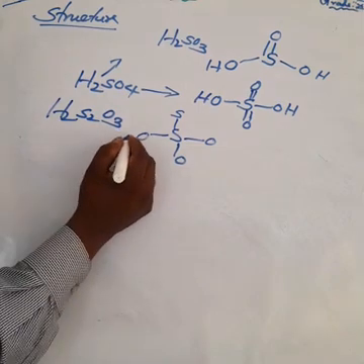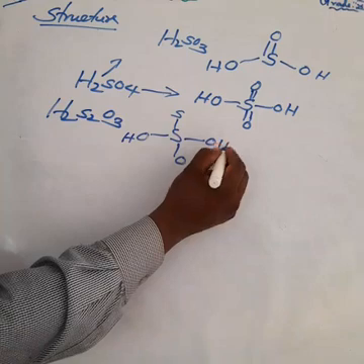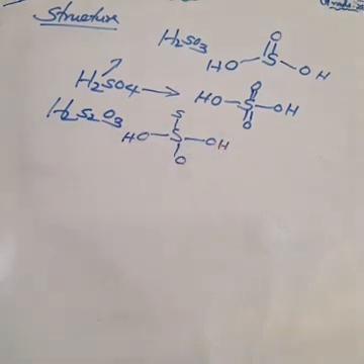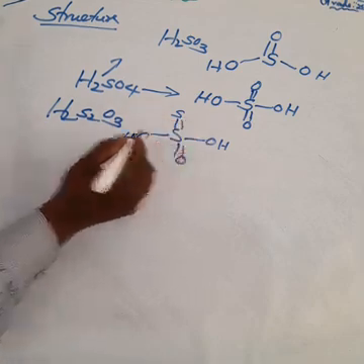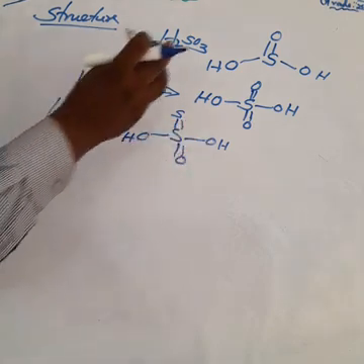Then how much hydrogen is there? Two hydrogen, so left side one hydrogen, right side one hydrogen. Then the sulfur bond is a double bond. Don't forget that the sulfur oxygen bond is also a double bond.